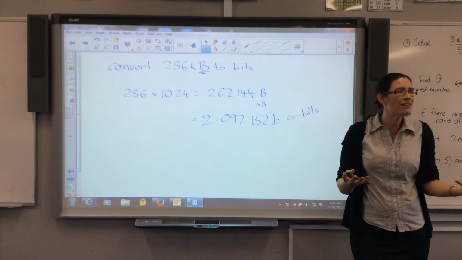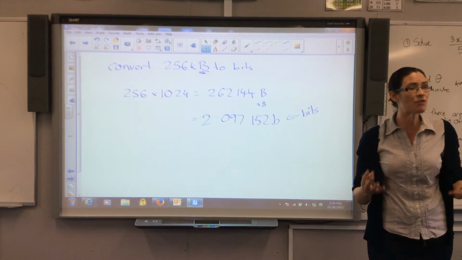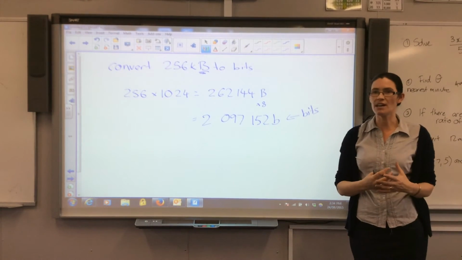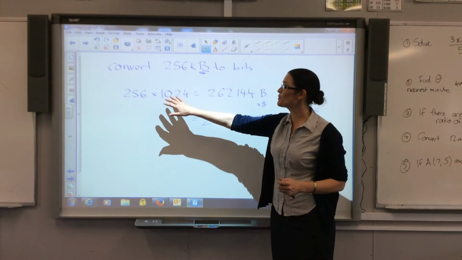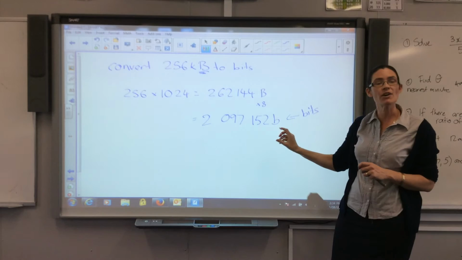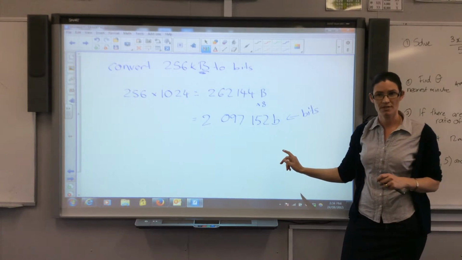When we talk about data, you say how big a file is, everyone talks in bytes. That's how we talk about data. What we've done here is converted what the file size was in bytes to how many little tiny bits that was.